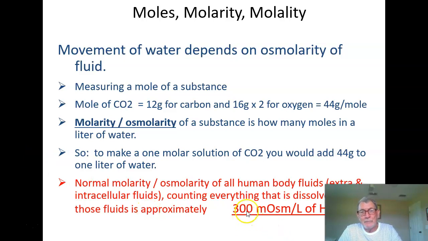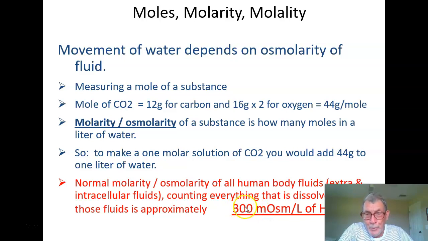Now, knowing that, your blood and all of your body fluids are about 300 milliosmoles per liter of water. That's their concentration of stuff. About 1/3 of a mole of all of the things together, sodium and potassium and chloride and everything else that happens to be in your plasma, adds up to about 300 milliosmoles per liter. Your interstitial fluid, which is outside the blood vessels, is also about 300.